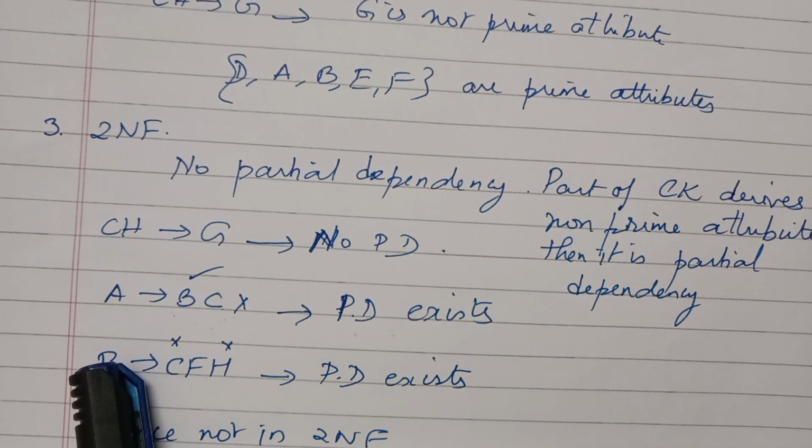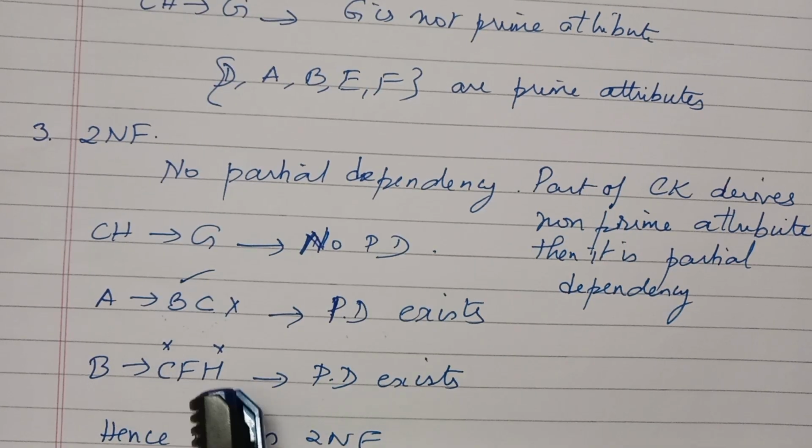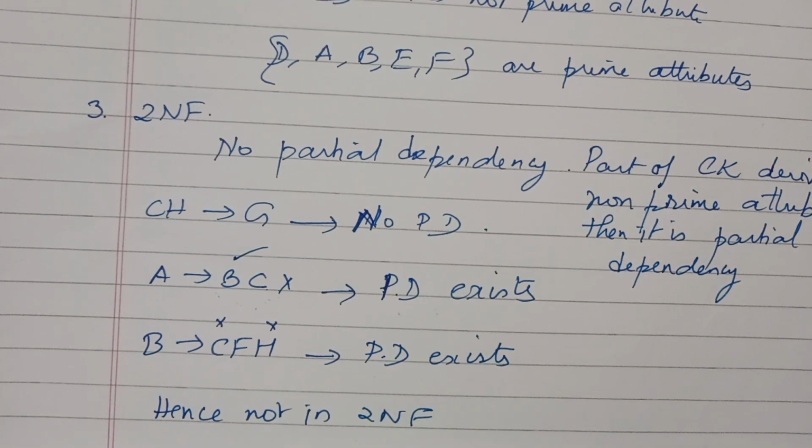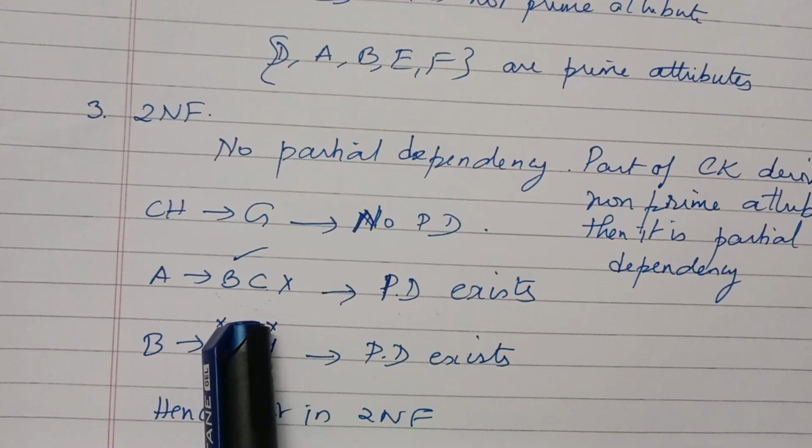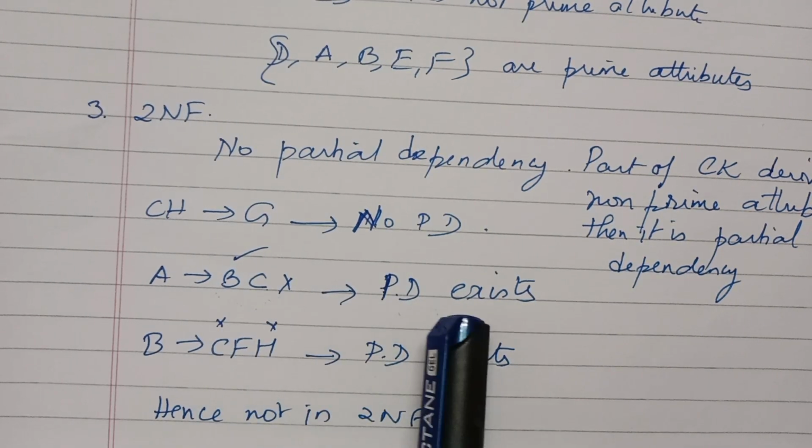So next functional dependency, take A gives BC. Here A is a part of candidate key. Okay, but here B is a prime attribute, but C is not a prime attribute. So here also partial dependency exists because part of candidate key derives a non-prime attribute. So here partial dependency exists.